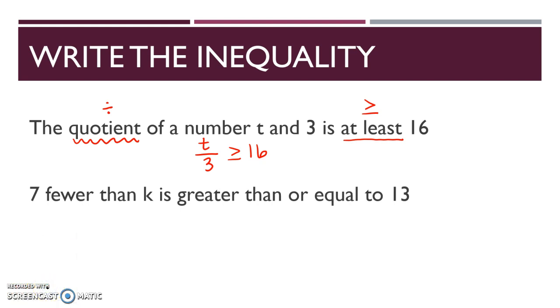We've got 7 fewer than k is greater than or equal to 13. With this problem, if we start with the word or phrase that tells us the inequality sign, we have it a little bit easier this time because it's greater than or equal to, and that's actually the name of the inequality sign. So these both happen to be the same inequality sign. And then we have fewer than, which is subtraction. But we have to be careful with subtraction because there are a couple phrases that have us switch the order, and fewer than is actually one of those phrases. So 7 fewer than k means we're taking 7 away from k. So we actually have this written as k minus 7 is greater than or equal to 13.